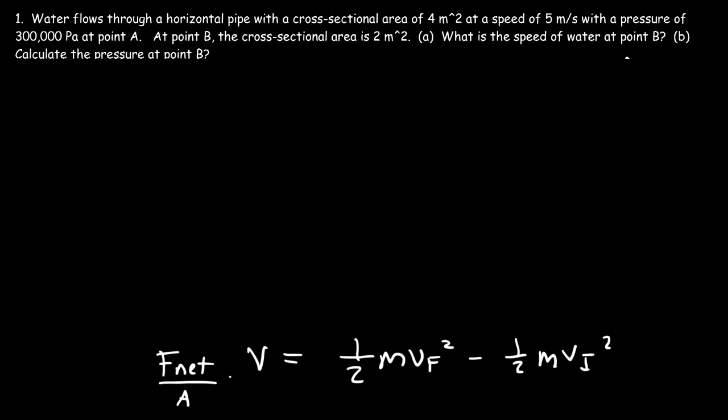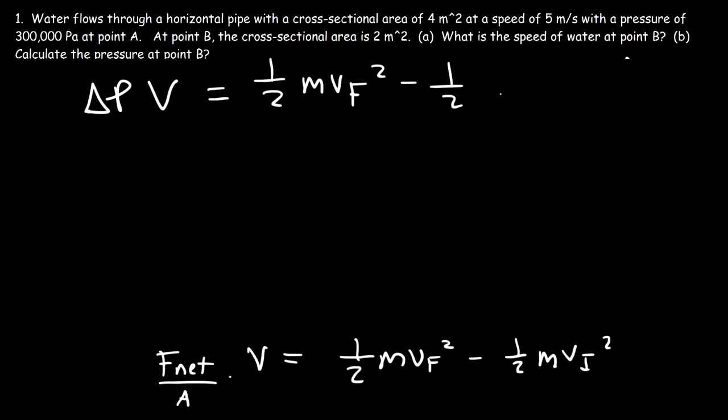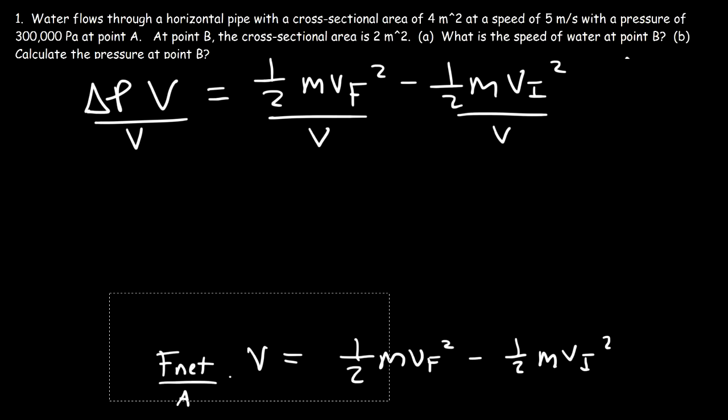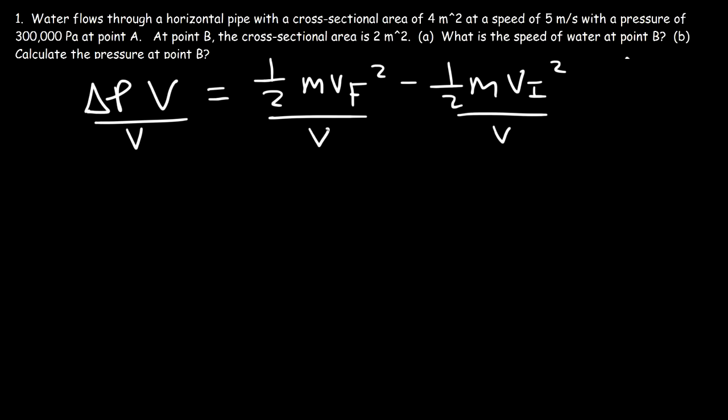Now force over area is pressure. So this is going to be the net pressure, which is basically the change in pressure, the difference between points A and B. So that's force over area. So we have the change in pressure times volume is equal to everything on the right side. Now what we need to do is divide every term by the volume. On the left side, we could cancel the volume, and we could replace delta P with P1 minus P2.